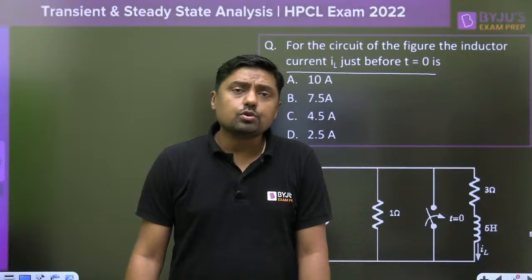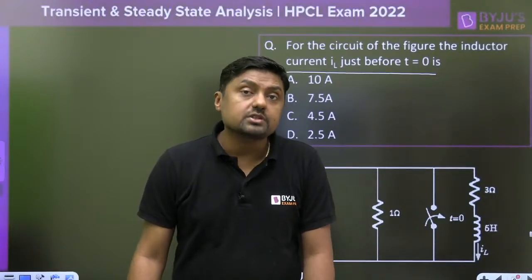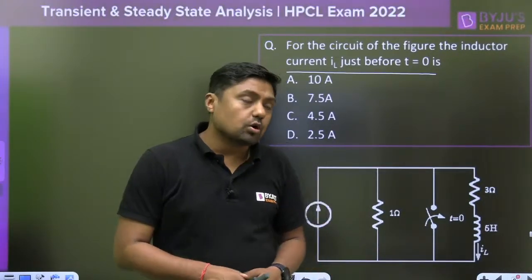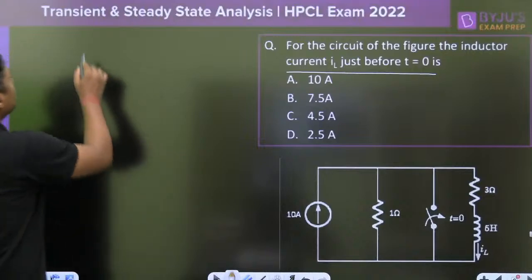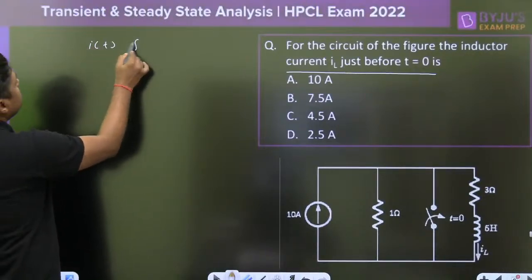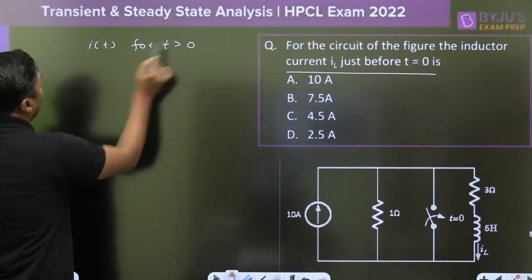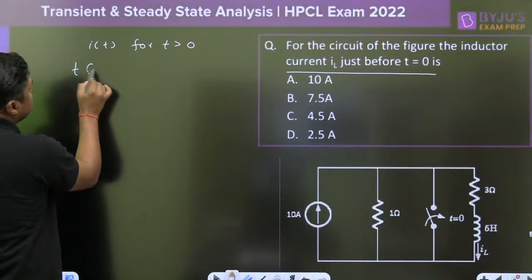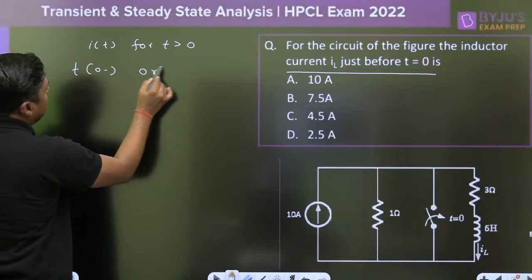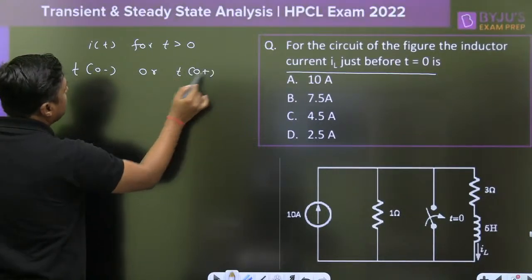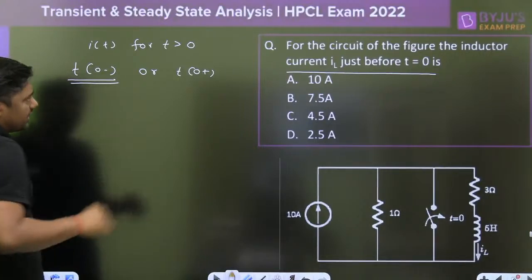So what will be the question? What is the time constant of this circuit? What is the equation of the current for t greater than 0, i(t) for t greater than 0, or what is the value of the current exactly at t equal to 0 negative or at t equal to 0 positive? So this type of questions on RL circuit.